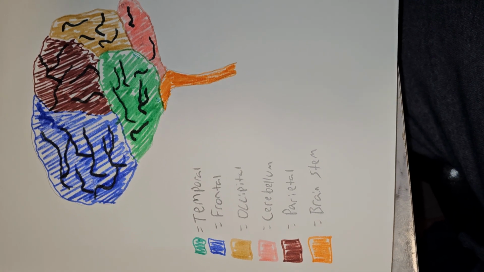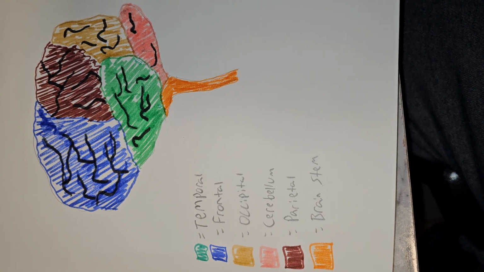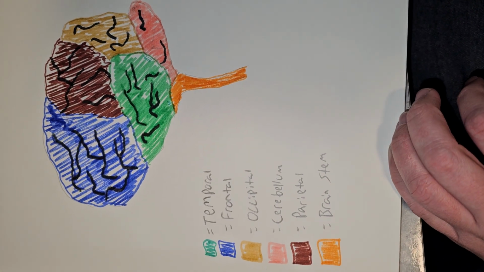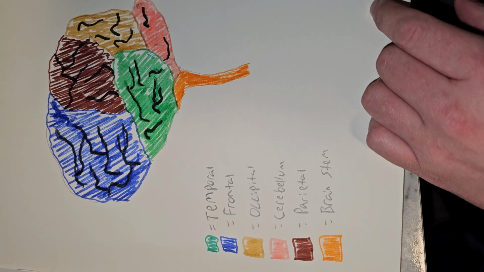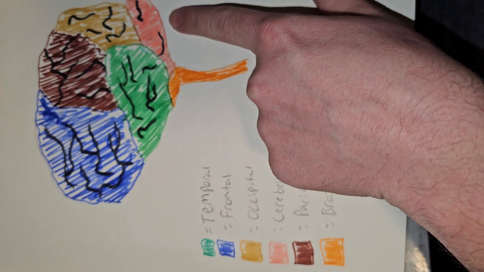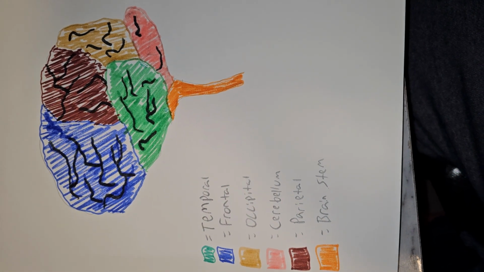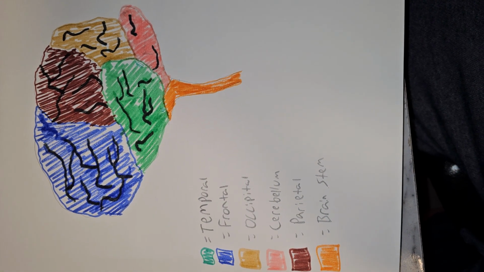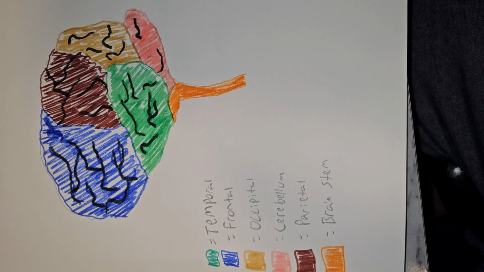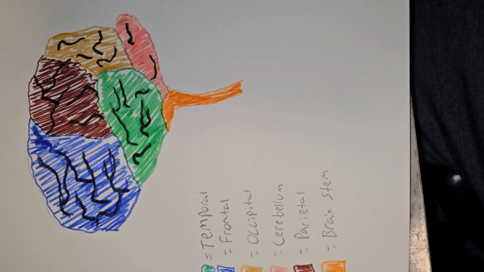Next, we have the cerebellum. It's located just above and behind where your spinal cord connects. So here's your spinal cord, but your cerebellum's over there. It's the pink looking one. It connects to this area of the brain, and it aids in balance and movement.